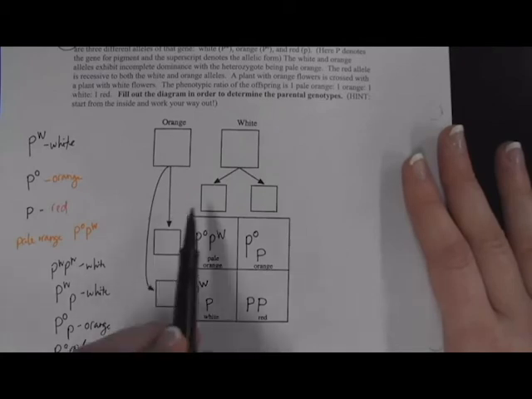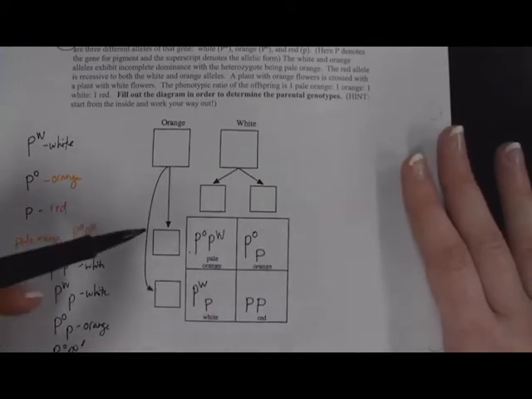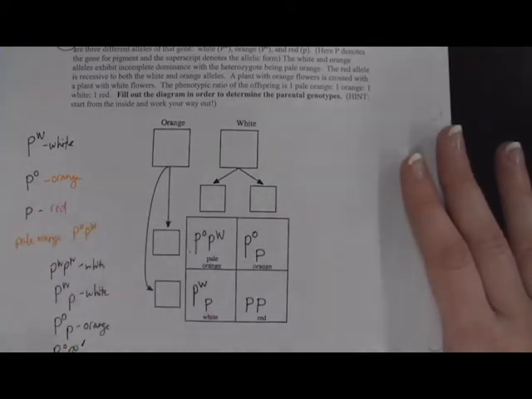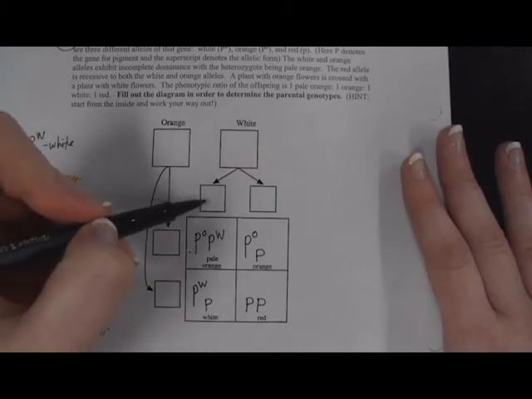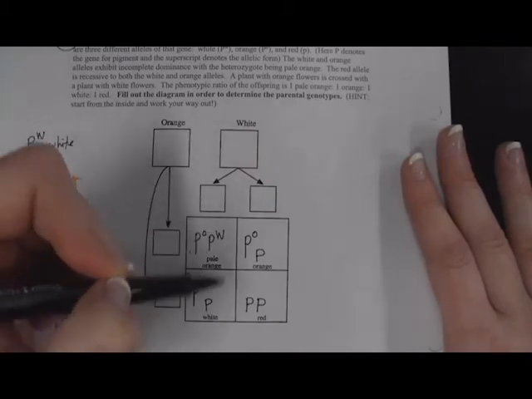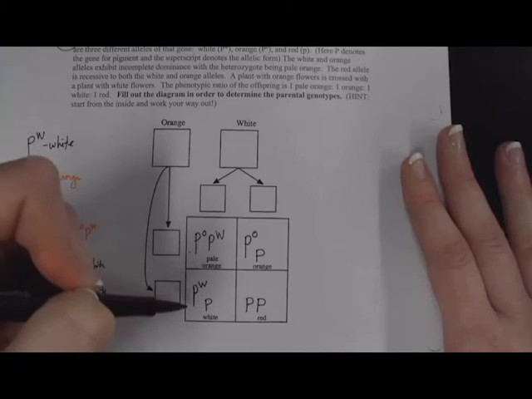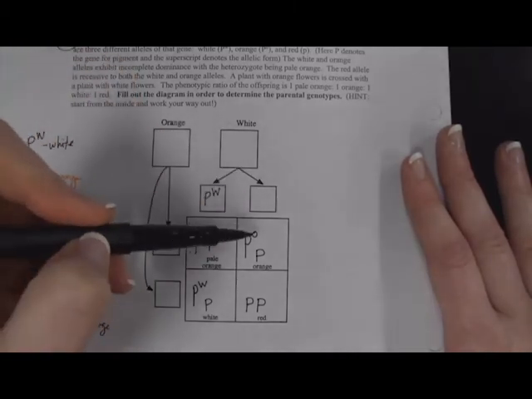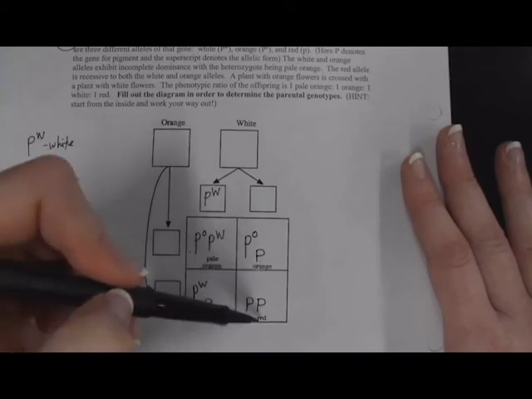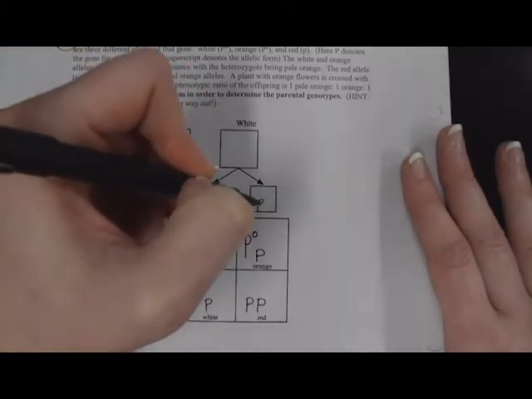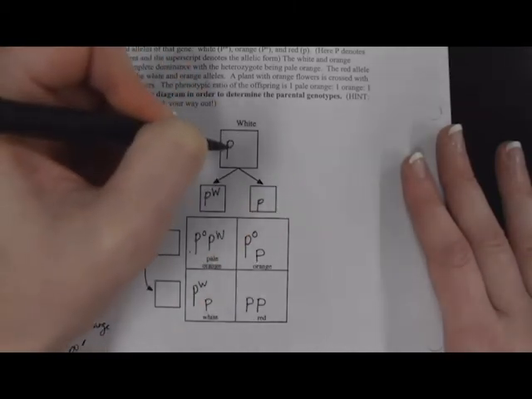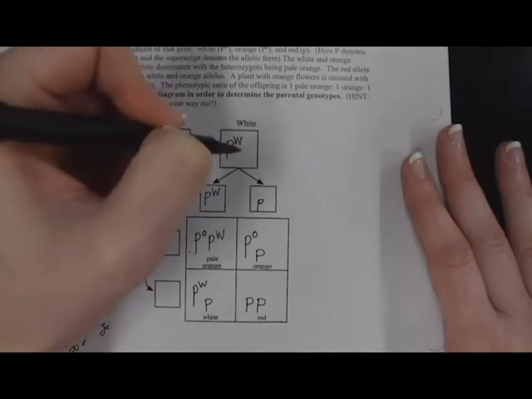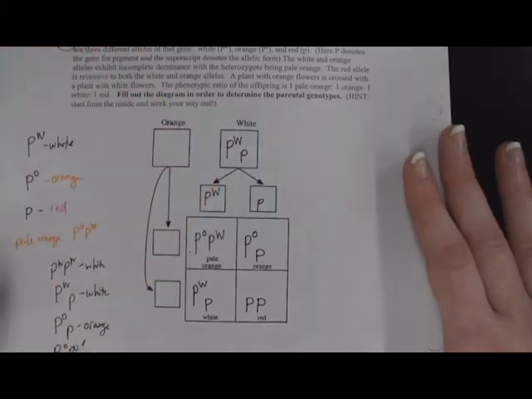Okay, so then you can fill in your gametes around based on what the columns and rows share. So if we start at the top, our pale orange and our white both share a capital P with a W. And our next column, our orange and red, both share our lowercase p. So then the genotype of our white parent is going to be capital P with a W, lowercase p.